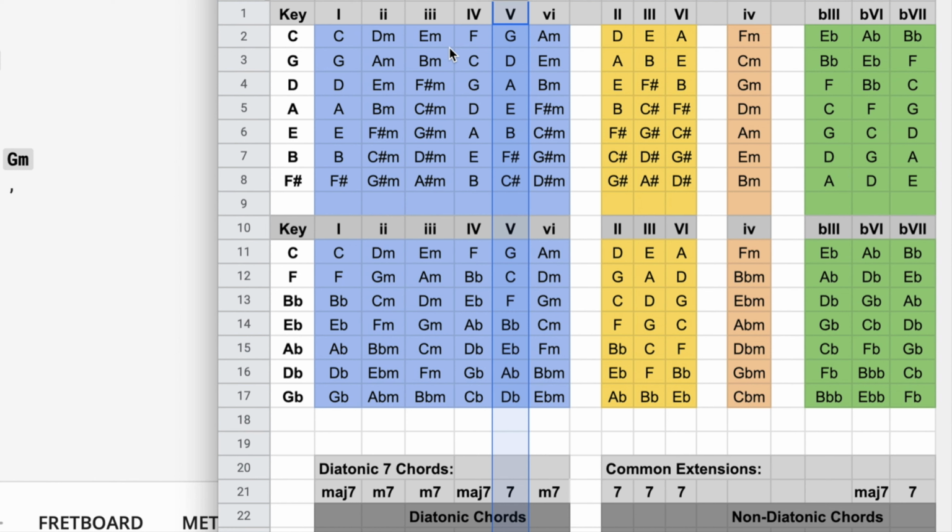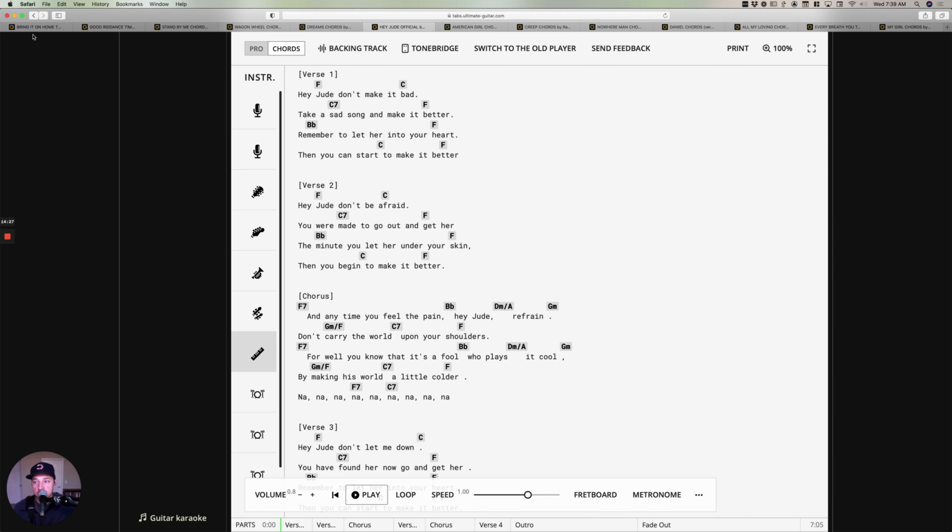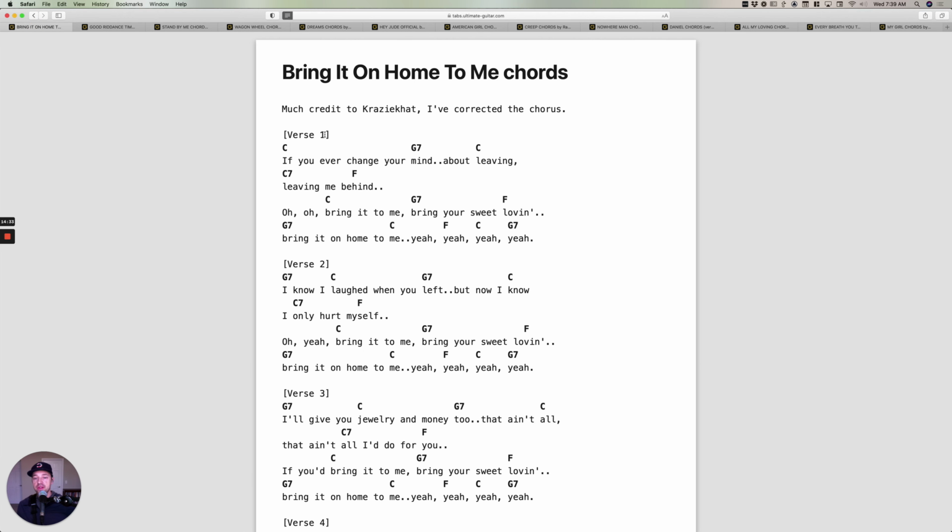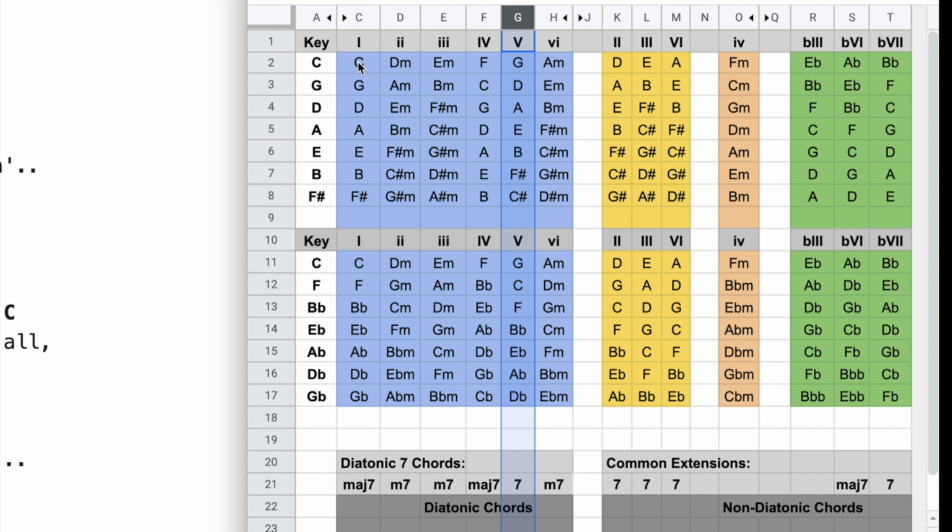And once you have it sort of in your brain that that's a thing, then really quickly you start to see other connections. Remember over here when we were talking about Bring It On Home to Me? This C7 right here is not in the key of C. It's not what we expect to see. The diatonic 7th chord in the key of C would be C major 7, but yet we're playing this C7. What's happening right here is we're playing C7 because, just like in Hey Jude, C7 pulls to F.